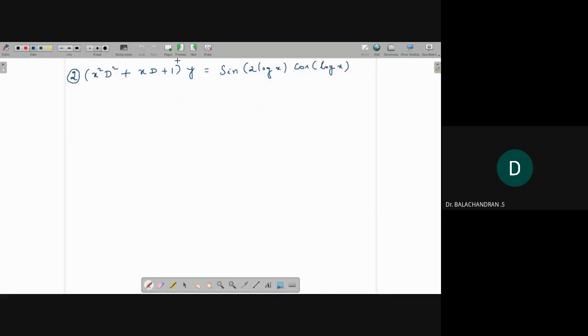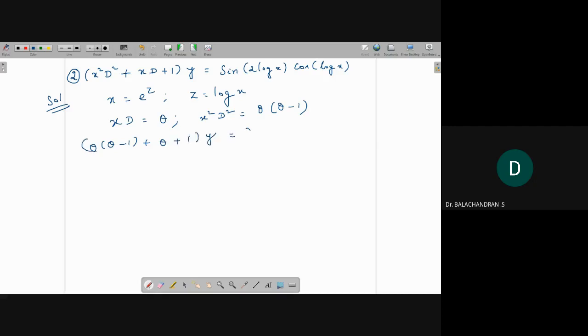That's our second problem. x square D square plus xD plus 1 into y equal to sine of 2 log x into cos of log x. So let us take x is equal to e power z, z equal to log x, xD equal to theta, x square D square equal to theta into theta minus 1. So now if you substitute everything here, you'll get theta into theta minus 1 plus xD is theta, plus 1 into y equal to sine 2z cos z.